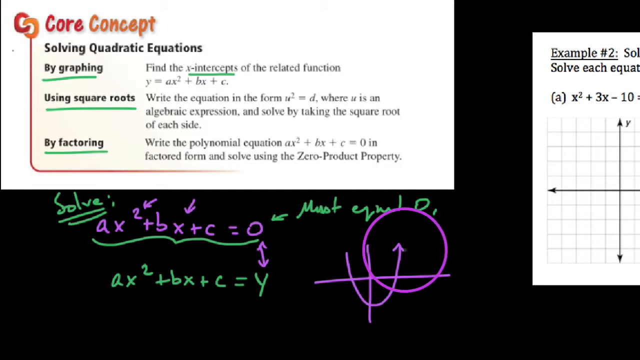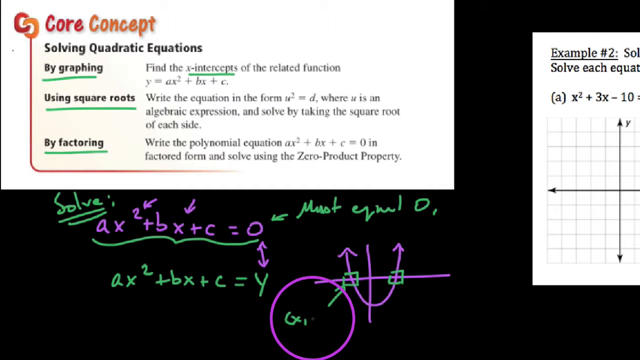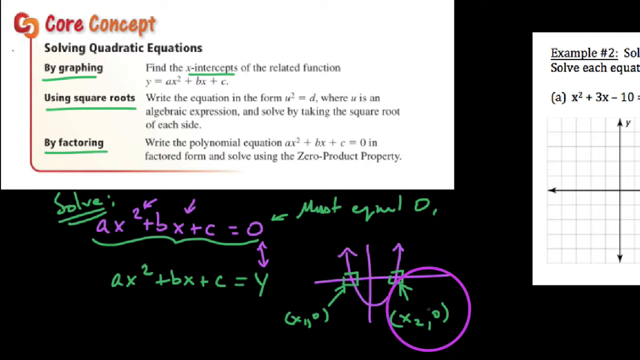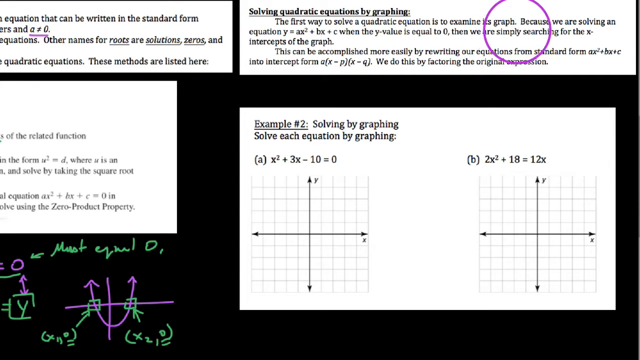If we had some graph that is some parabola here, and we say let's solve this equation, what we're really doing is looking for the two x values. We'll call this, say, x1, comma 0, and we'll call this x2, comma 0. We're looking for the two x values, if there are any, that run into our x-axis, because when we plug those two x values in, look what we get for the y value. Solving this equation, we could do it by finding those two x values because y would be equal to 0. So again, the first way to solve the quadratic equation is to examine its graph. Because we are solving an equation y equals ax squared plus bx plus c where the y value is set equal to 0, we're really just looking for the x-intercepts of the graph.